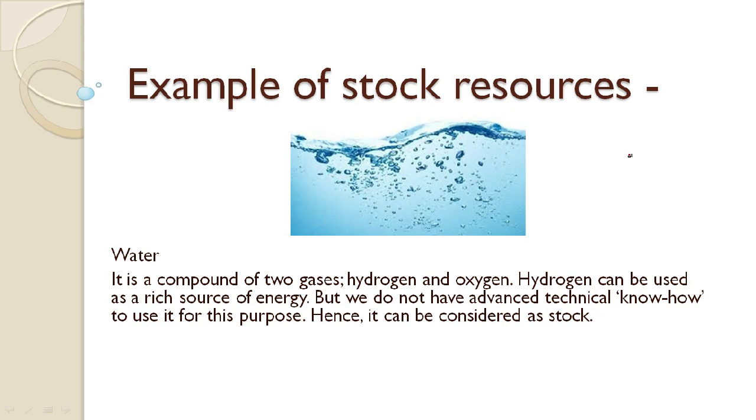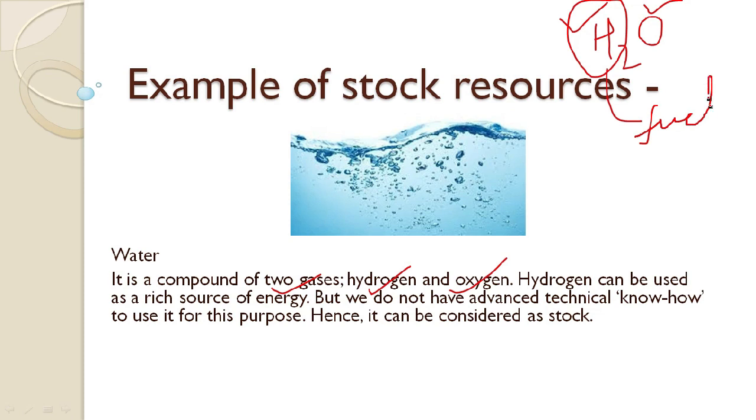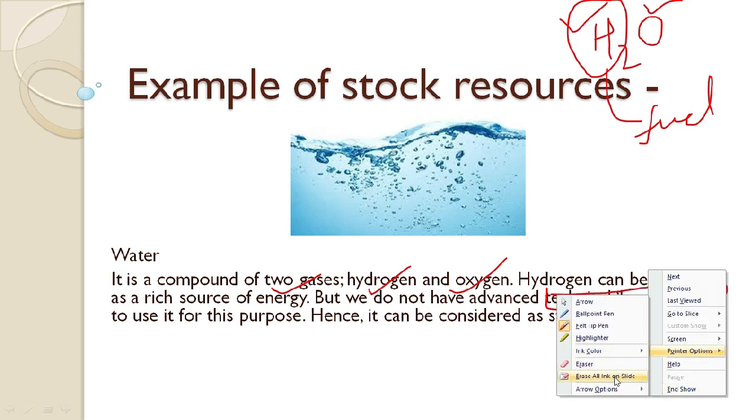Let me repeat. You have seen that water is a compound of two gases. The first gas is hydrogen and the second one is oxygen. Of course, let us write the formula. It's H2O, here is hydrogen and here is oxygen. So why don't we take this hydrogen out of this compound and use it as a fuel? We are not able to do so because we don't have the technology to do so till date. That is why this is a good example of stock resource.